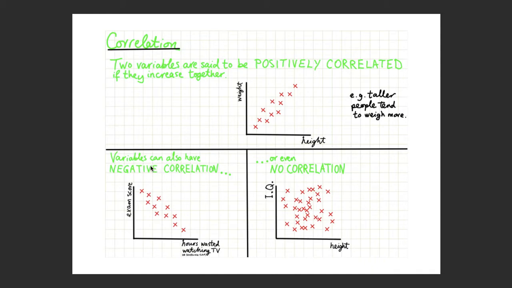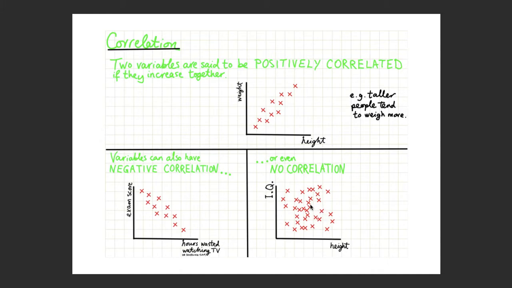You could also have negative correlation. So, hours wasted watching TV versus exam score. The more hours you spend watching TV, the fewer hours you're studying, so maybe the lower your exam score.